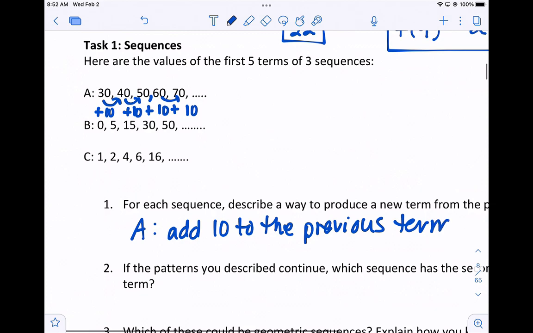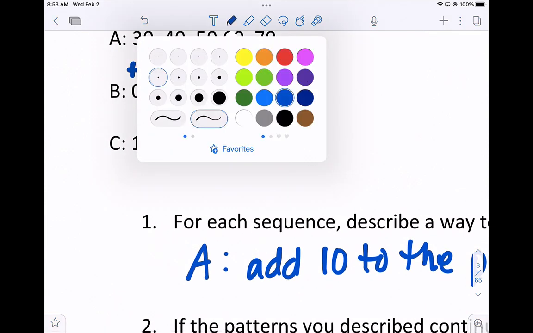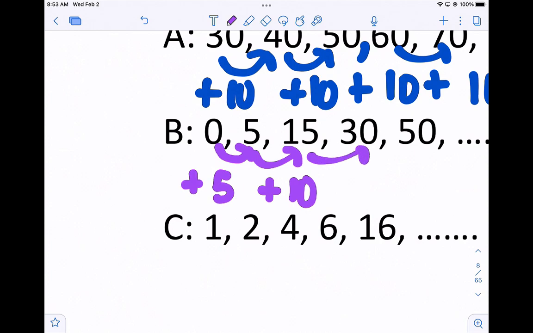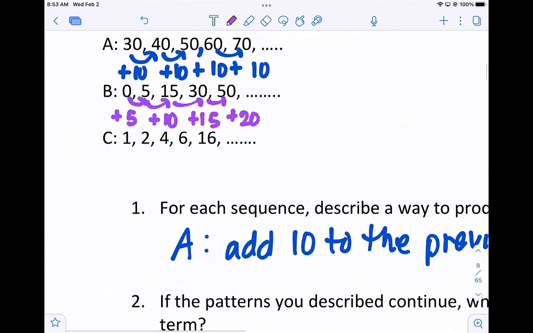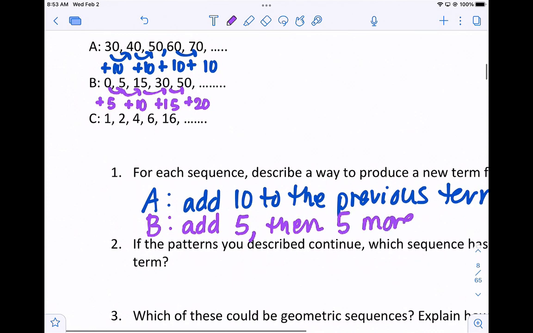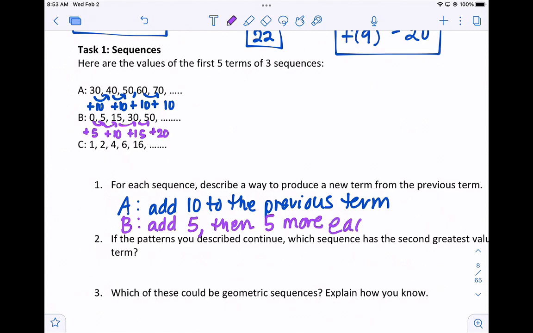term. For B, it can't be multiplying because you have that 0 there, and 0 times anything is 0. So again, we have to figure out what are we adding or subtracting every time. So here we're adding 5, then we're adding 10, then 15, then 20. So we can say that we're adding like 5 more than the previous term. So start by add 5, then 5 more each time.